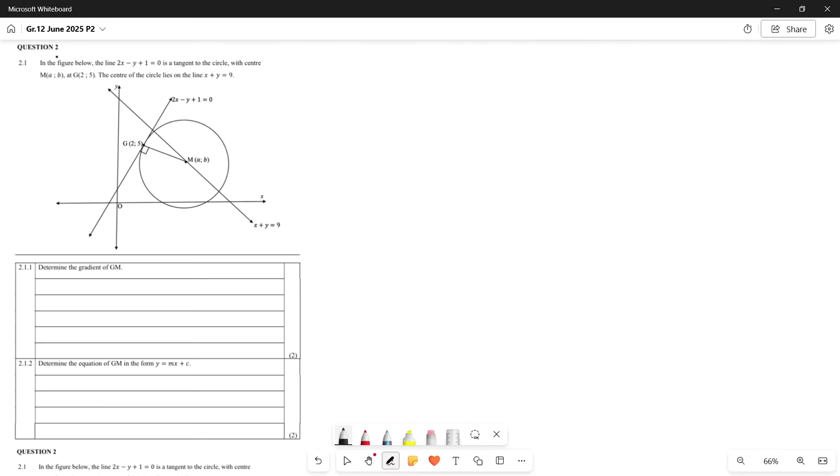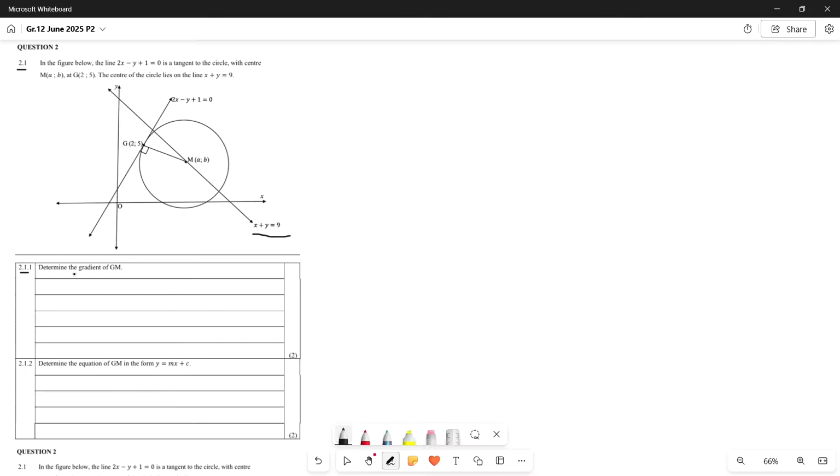Cool guys, so question 2.1, it is saying in the figure below, the line 2x minus y plus 1 equals 0 is a tangent to the circle with center M, at A and B at G, 2 and 5. They've drawn the 90 degrees over here, which is going to help us considering a tangent is perpendicular to the radius. That is a Euclidean rule. The center of the circle lies on the line x plus y equals 9. So we have this line over here.